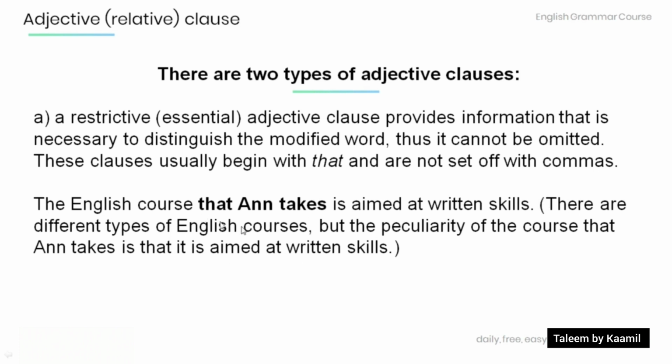The English course that Anne takes is aimed at writing skills. Now, there are different types of English courses, but the peculiarity of the course that Anne takes is that it is aimed at writing skills.